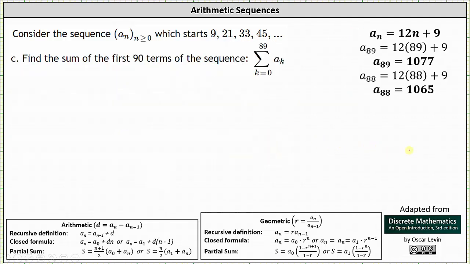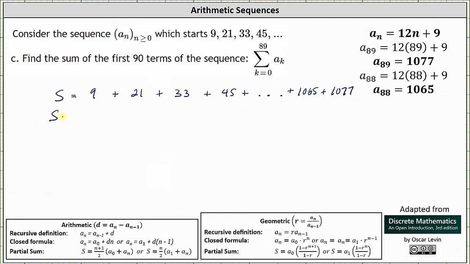So let's begin by expanding the sum. We have the sum S is equal to 9 plus 21 plus 33 plus 45 plus a whole bunch more terms. The last two terms are a sub 88 and a sub 89, which I've already found on the right. So at the end we have plus 1065 plus 1077.